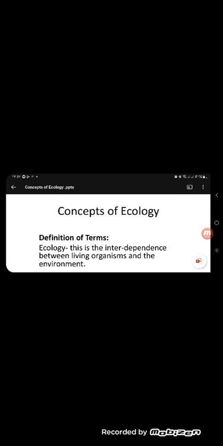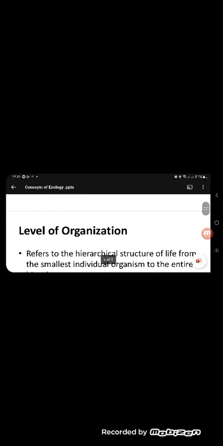We are going to start by defining ecology. Ecology is the interdependence between living organisms and the environment. This shows the interdependent nature. This shows the relationship between non-living and living things, and it shows how they adapt to and influence the surrounding environment.